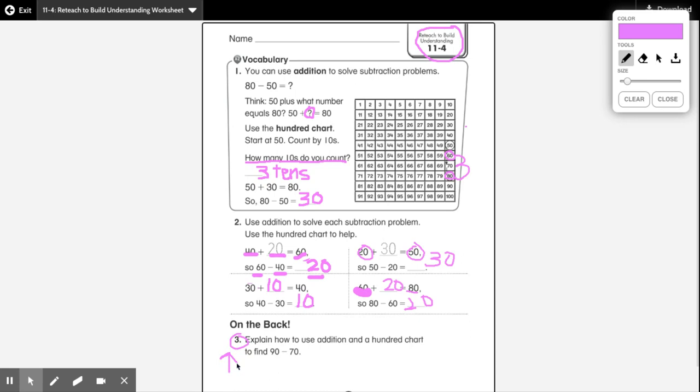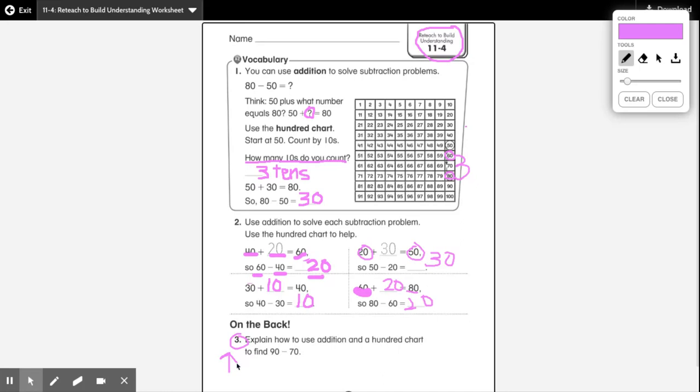And it says, explain how to use addition and a hundreds chart to find 90 minus 70. So what I want you to do is go ahead on the assignment. Tell me how to solve 90 minus 70 and how to think addition. So what's that related addition equation to 90 minus 70? And how would you use a hundreds chart to solve that? So which way are you going to be going when you add by tens on a hundreds chart? Make sure you tell me that part, okay?